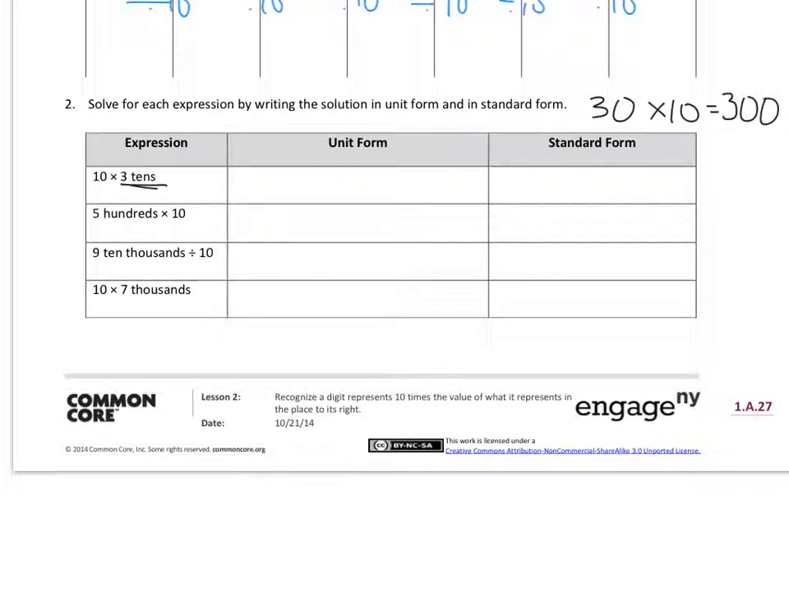So the unit form is the digit and then the place. So they have 3 hundreds. The standard form is how we write numbers, the standard form. So doing the same thing here, starting with 500 times 10, solving for that, thinking again, they can use the place value chart to help them. And down here, 7,000s times 10. Again, thinking about how that moves in the place value chart.